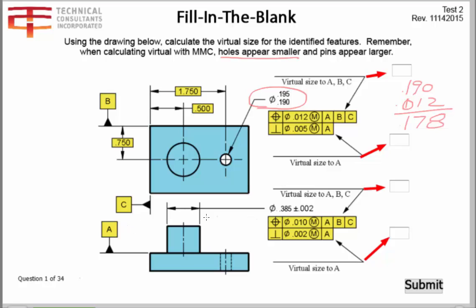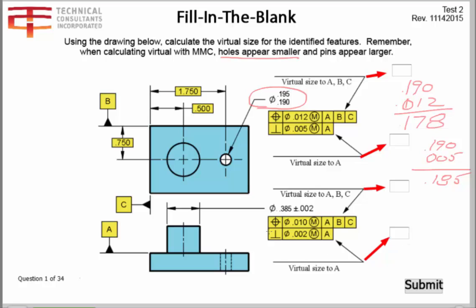If we come down to the next question, virtual size to A, again, what do we have to do? We have to say, what is the maximum material condition of that feature? It's going to be 190 because it's a hole, smallest hole. And what is the position or perpendicularity tolerance at maximum material condition? It's 5 thousandths. We'll take the 190 minus 5, and we're going to come up with 185.